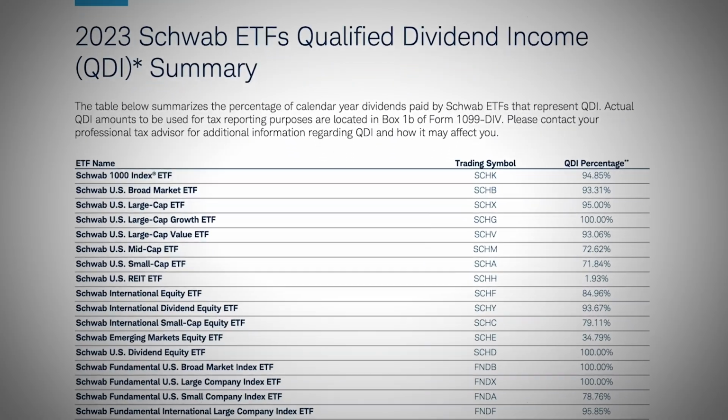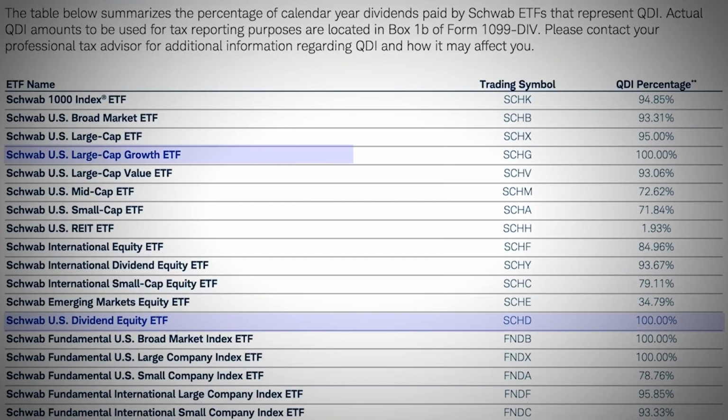And then for those looking to invest into funds, I highly recommend you look into the qualified dividend income percentage, because many options have a portion qualified and they're not going to be fully 100% qualified. But as you can see here, SCHD and the Schwab US Large Cap Growth ETF, SCHG, are both 100%, and you can see others that are not.